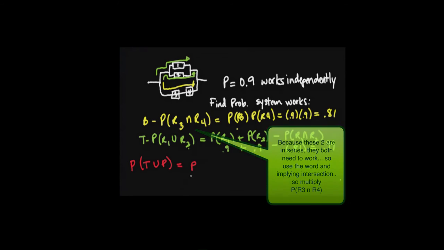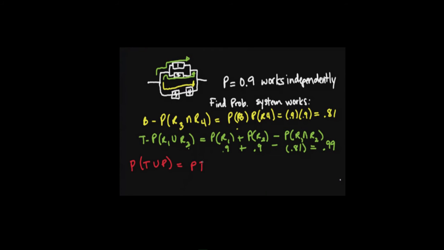So that would be top, which is 0.99, plus bottom, which is 0.81, minus the intersection. How do we do the intersection? Multiply them, so 0.99 times 0.81, which is 0.8019. Okay, so then when you do all that together, what do you get? After all that, you get 0.9981. Okay, so the system's going to work most of the time, it looks like. Got it? Got it.